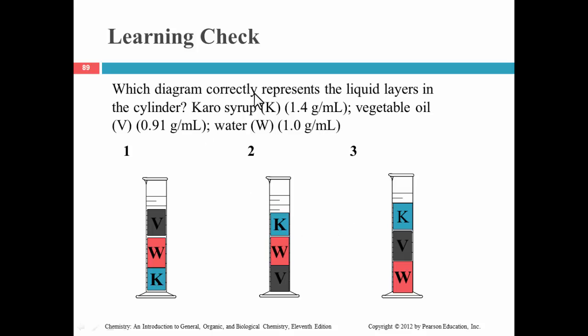Which diagram correctly represents the liquid layers in the cylinder? Karo syrup, which is abbreviated by a K, with 1.4 grams per milliliter in density. Vegetable oil, represented by a V, with 0.91 grams per milliliter. And water, represented with a W, with a density of 1.0 grams per milliliter. Choose which of these scenarios is most likely based on the densities. Pause this video while you determine your answer.